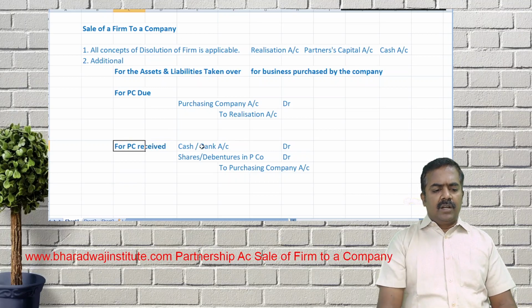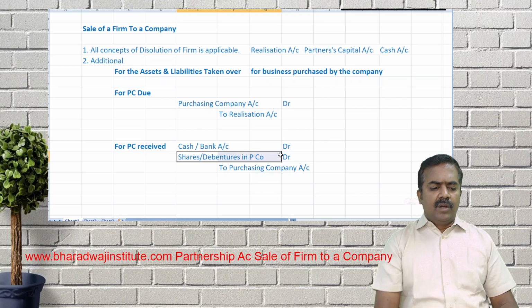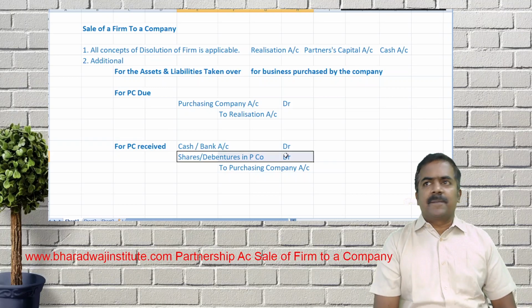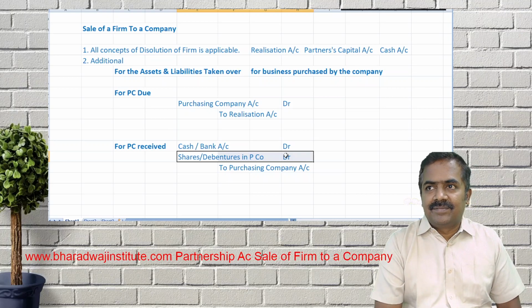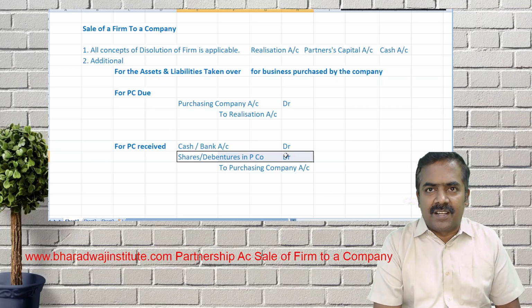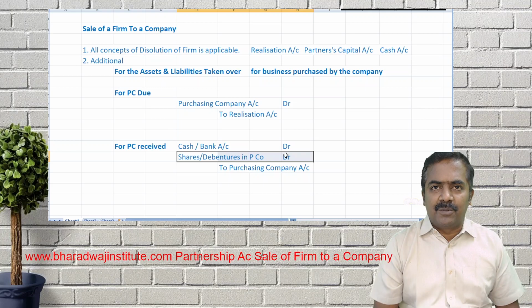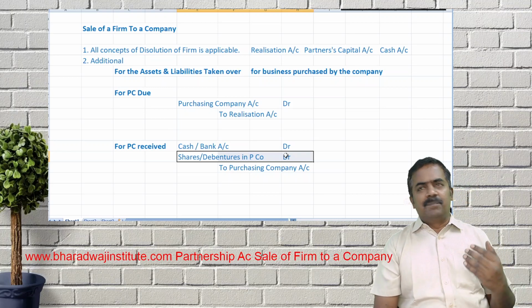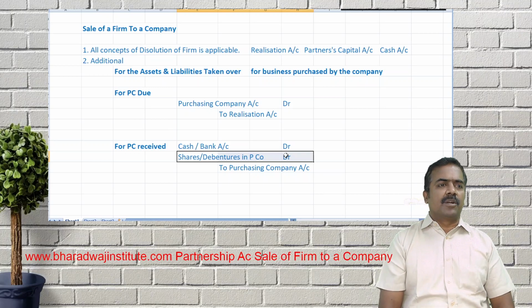Now, what will you do with the cash or bank? It will be added to the existing cash and bank balance. What will you do with shares and debentures? We are in the books of the firm. Shares allotted by the purchasing company will be given to our partners. Our partners will become shareholders in the company.